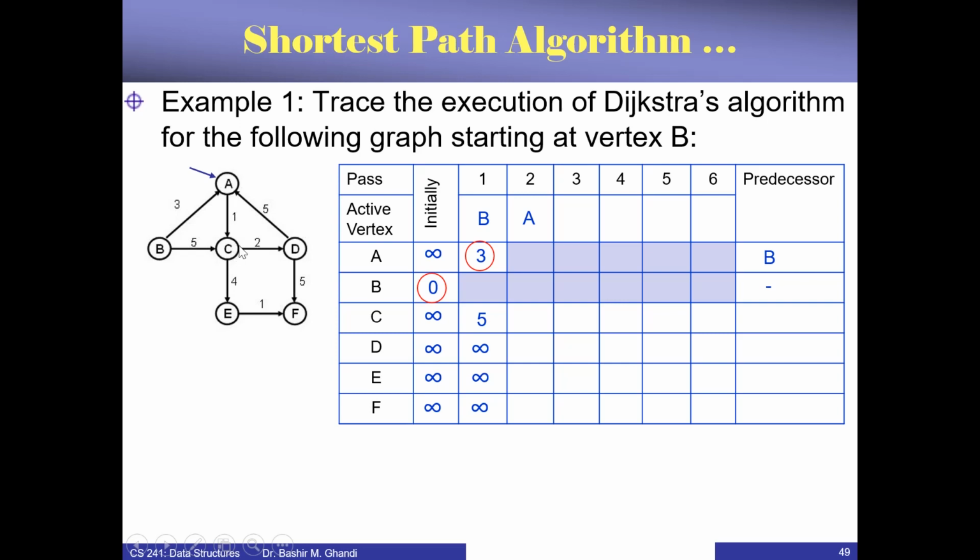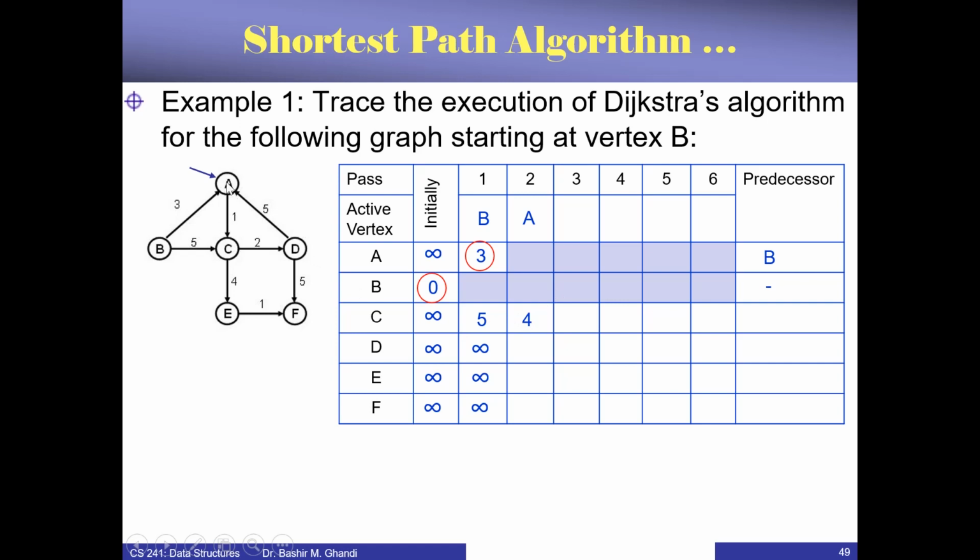The question is, is this 4 better than the previous value? You can see the previous value was 5. If we went directly from B to C, it would cost us 5. But now, coming from A, it will cost us 4. So since this value is smaller, you update and say the cost of reaching C is now 4. At this point, if you wish, you can put the predecessor, but we're going to do it later.